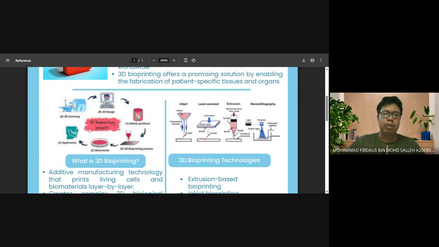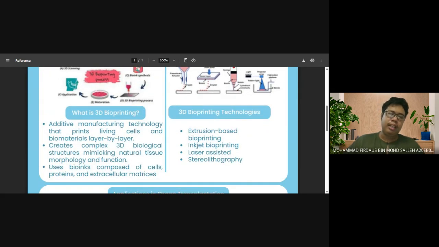So what is 3D bioprinting? 3D bioprinting is an additive manufacturing technology that prints living cells and biomaterials layer by layer. It's almost similar to the 3D printing that we know. The 3D printing that we know uses filament. However, for 3D bioprinting, we use living cells. So this is the difference between filament and living cells.